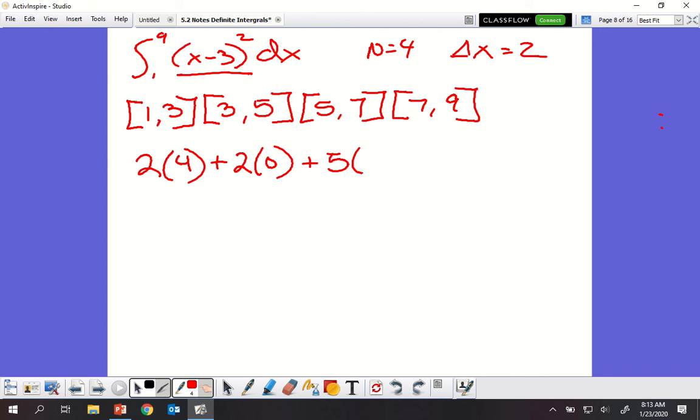Oh, wait, dang it. See? Making sure you're paying attention. Delta x is 2. Okay, there we go. Delta x is 2. And then, what is my function value, f of x here? 4. It's going to be 4. And my last one. Delta x is 2. 16. There we go.